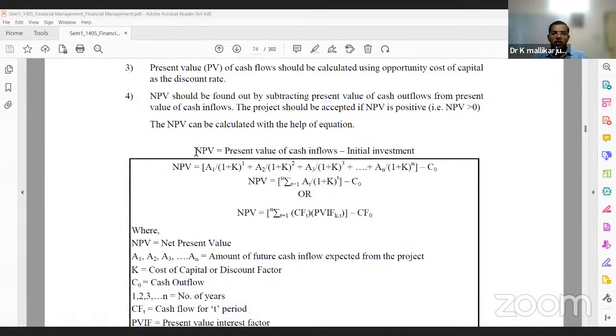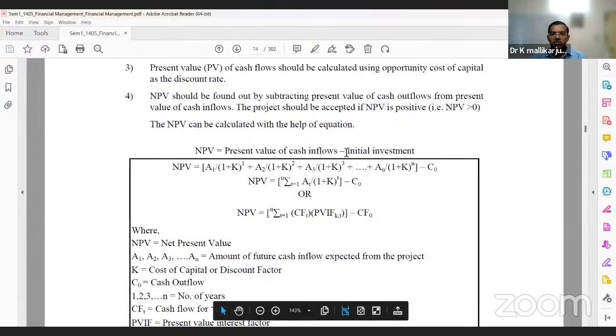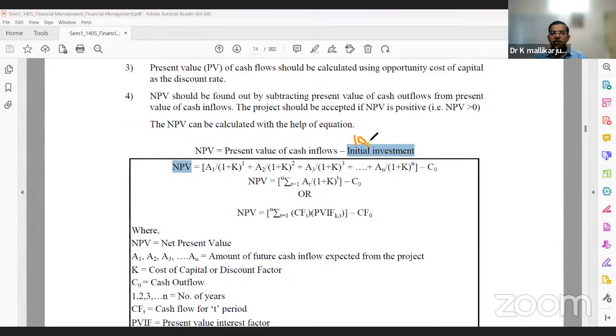This is the method to calculate NPV. NPV is equal to the present value of cash inflows after discounting, minus the initial investment. Whatever project is going to start requires some investment. Earlier I told you the amount is 10,000 rupees. As per our earlier example, the initial investment is 10,000 rupees. So future values are converted to present values. This value may be 15,000.